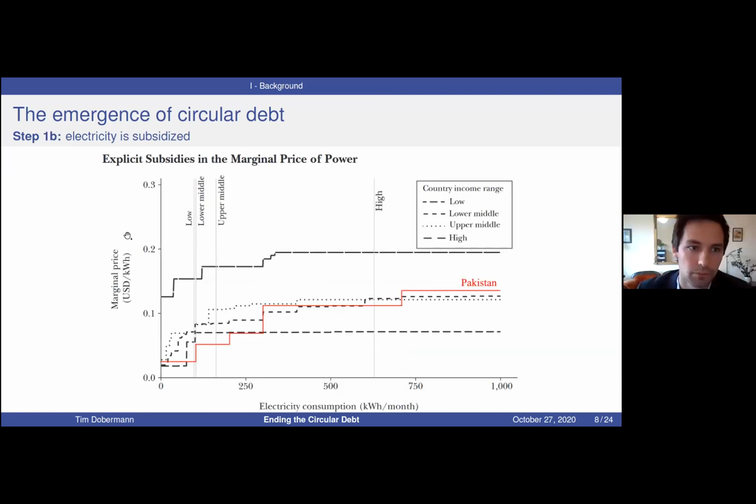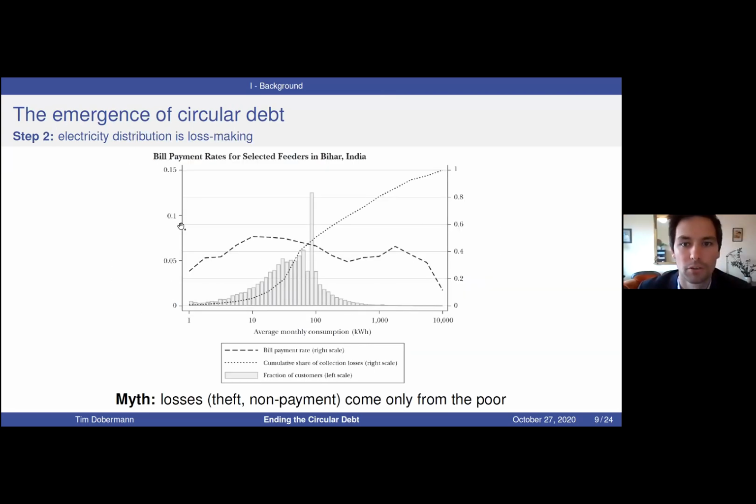So yes, thanks for the question. I should have been clear, this is the cost of supply from the distribution company's end. This is not the generation cost. So this would reflect the power purchase price for distribution companies, and this is from publicly available NEPRA data.